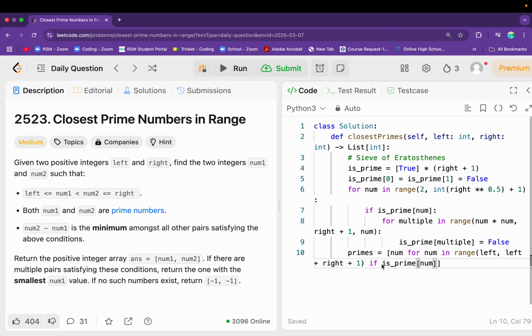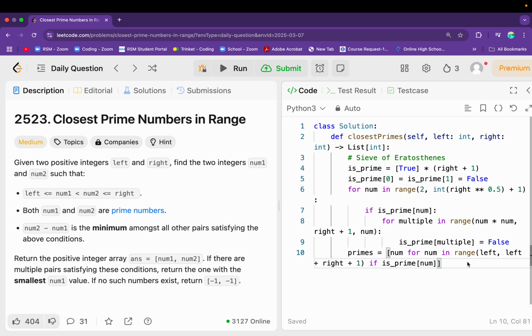Basically, if it's prime at that number, we're going to get num as a prime in the range, or rather for all the numbers in the range from left to right, because we want to start with left and go up until right. So, using this list comprehension in Python, the way we initialize lists in one line of code, we're collecting and storing all the prime numbers in the range from left to right by checking the is prime list, if it's prime at the corresponding value num.